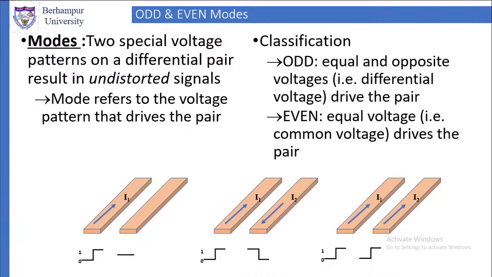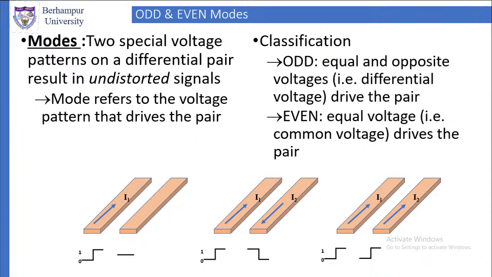And the voltage pattern on a differential pair: when we have two lines, those are called differential pairs. Mode refers to the voltage pattern that drives the pair. Each pair will be driven by a voltage pattern that is called mode. Now here, at the bottom, I have given you some figures. The left figure is the standard figure. By the standard figure, I mean we are sending the mode in line 1, the left line. In the right-hand line it is 0. No current is there. The current on the left-hand line is I1.